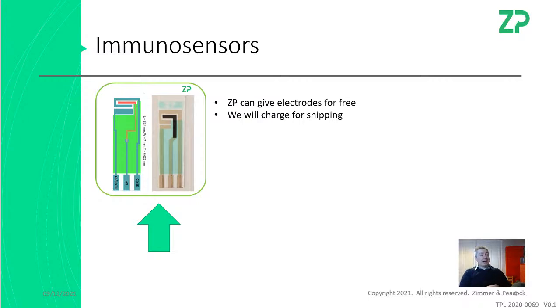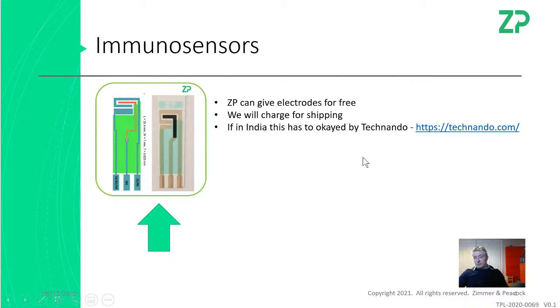And shipping, to be frank, these days it's not like it used to be. Shipping at the moment is actually quite expensive, so be careful. So ZP will give free electrodes for people trying to build immunosensors, especially on these hyper value electrodes. These hyper value electrodes are 99 cents each, so you can see that it's not so hard to give them for free, but we will charge for shipping.